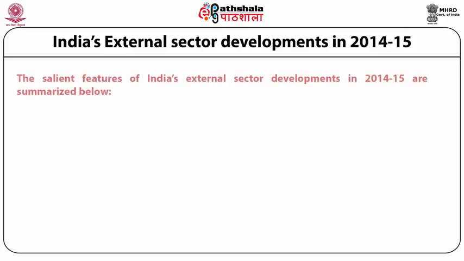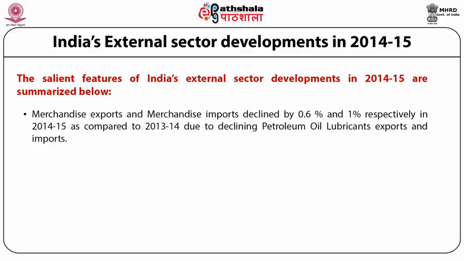India's external sector developments in 2014-15. Now let's talk about the salient features of India's external sector developments which happened in the year 2014-15 in a summarized form. First of all, the merchandise exports and merchandise imports declined by 0.6% and 1% respectively in 2014-15 as compared to 2013-14 due to declining petroleum, oil and lubricants exports and imports.